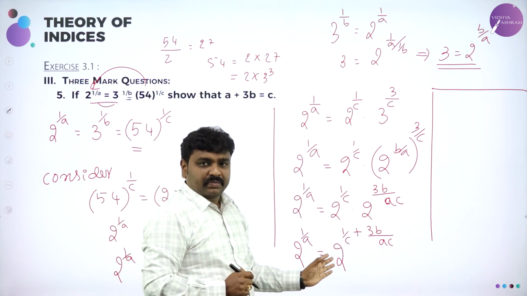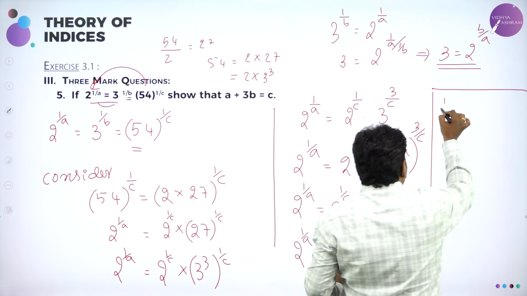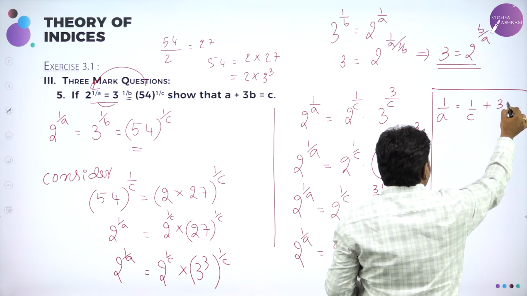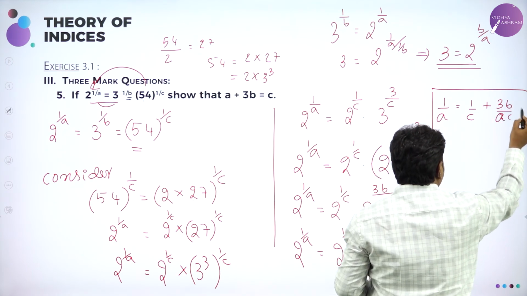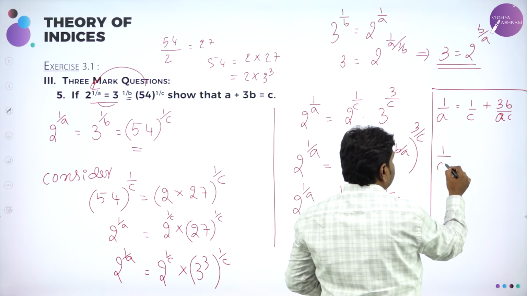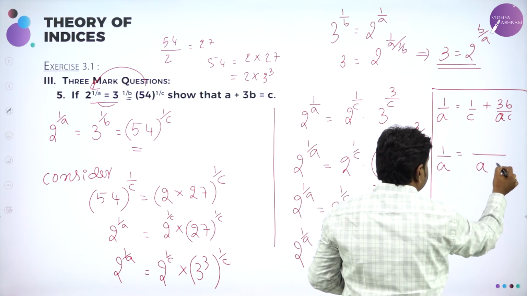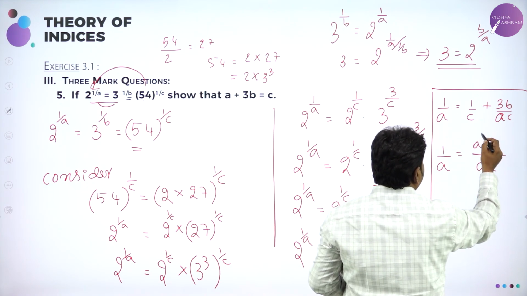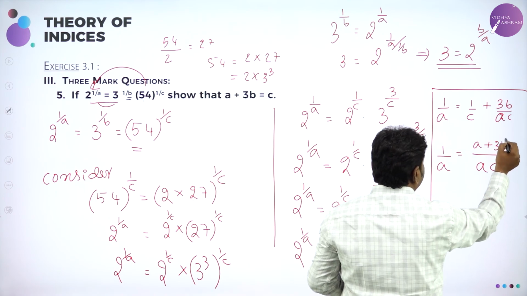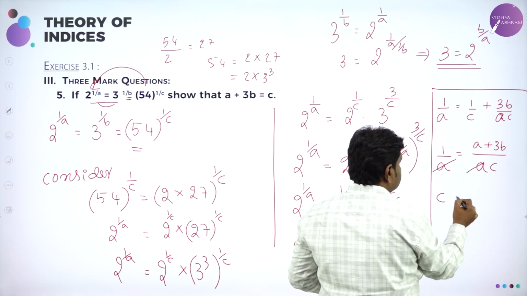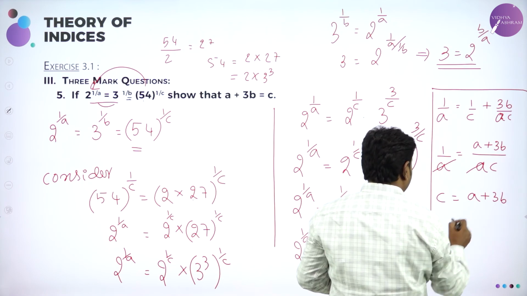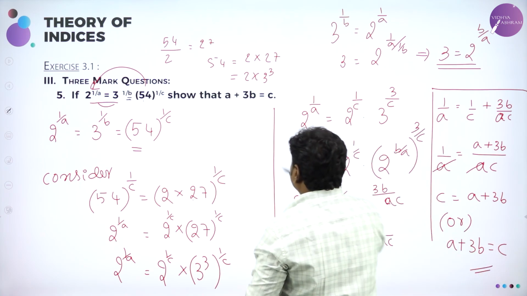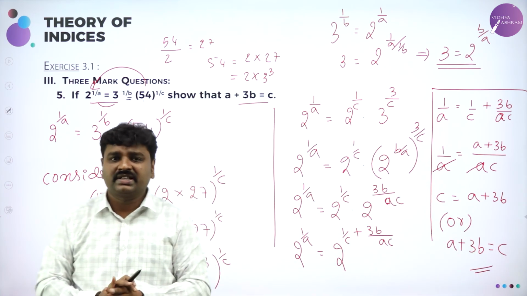Now the bases are same. Equate the powers. If you equate the powers, you will get 1 by a equal to 1 by c plus 3b by ac. Now rearrange this or take the LCM. If I take the LCM for c and ac, the LCM is ac. This will become a plus 3b. C cancels and a cancels, so rearranging, c is equal to a plus 3b, or you can write a plus 3b is equal to c, hence the proof. We needed to prove a plus 3b is equal to c, and we got the answer.